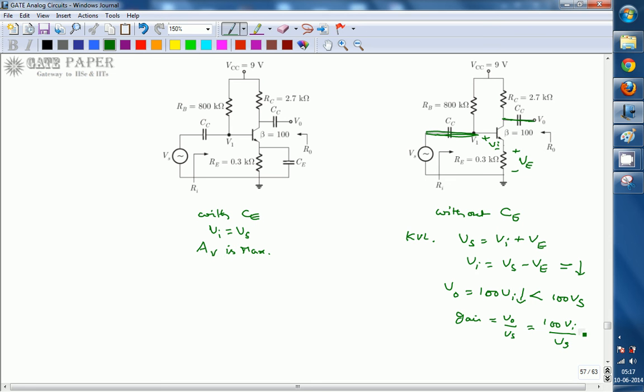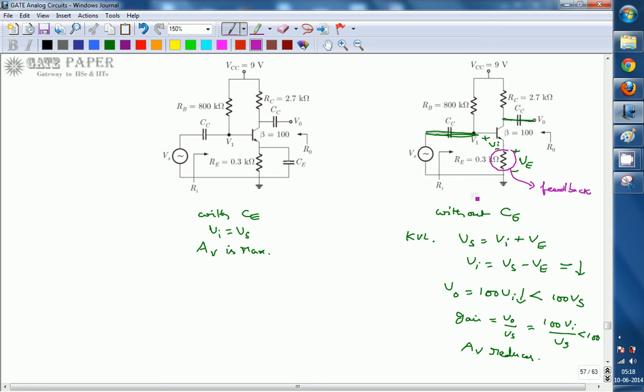Now it is less than 100. That implies, first thing, gain AV reduces. Whenever Re is considered, at that time the voltage gain is going to reduce, and this Re is going to be treated as a feedback element.